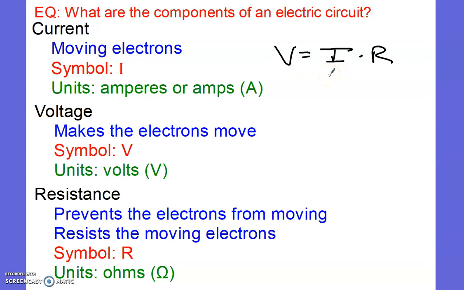This means we'll get twice the current if we have twice the voltage. The greater the voltage, the greater the current. But if the resistance is doubled for a circuit, the current would be half what it would be otherwise. The greater the resistance, the smaller the current. That makes sense. If you prevent the electrons from moving, they're going to move at a slower clip.